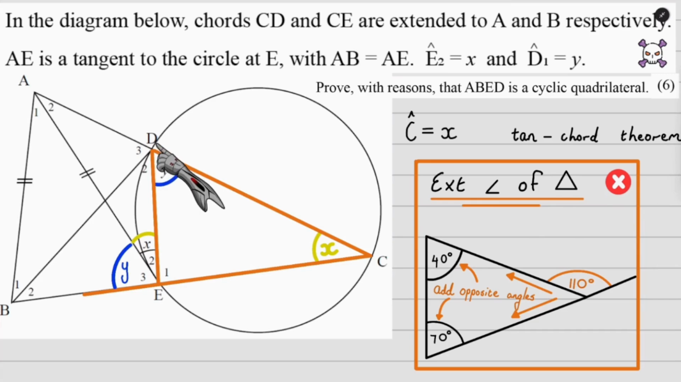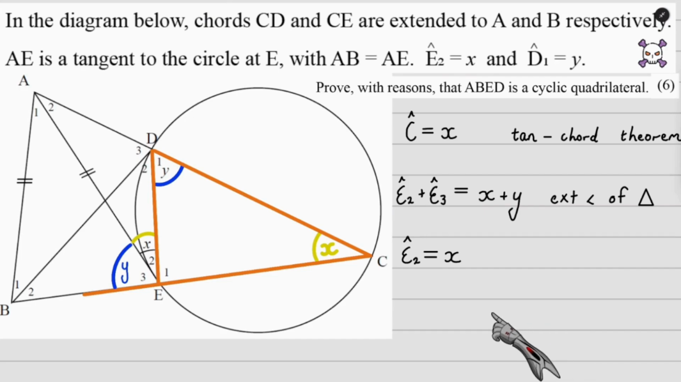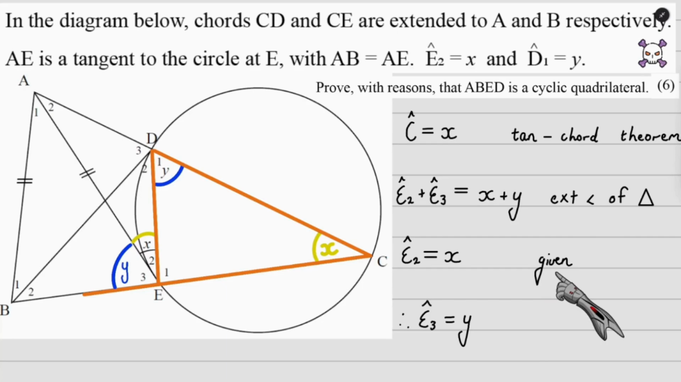We're firstly going to say D1 plus C equals E2 plus E3, exterior angle of triangle. And once we've got that written down, we know that D1 is y, and we know that C is x. We proved that in the previous question. So we're just going to swap these to an x and a y like so. And then we're going to state that E2 is the same size as x. They told that to us in the question. And now we're going to jump to the conclusion that E3 has to equal y. And for this line over here, you can put given as your reason.